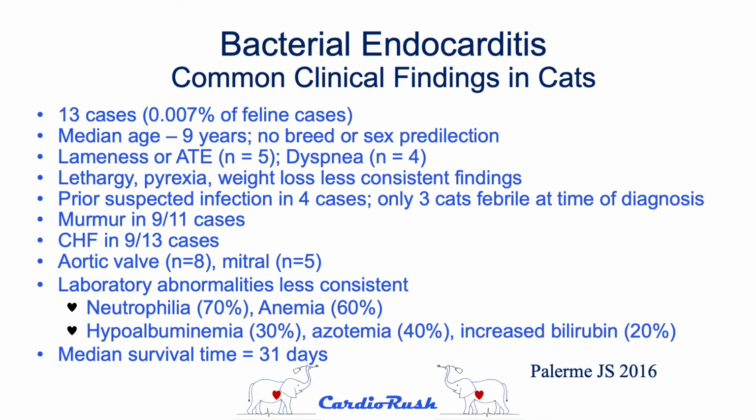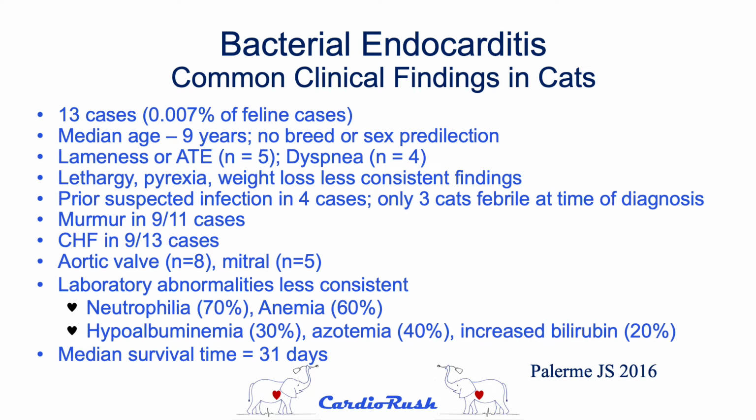Common clinical findings in cats can include lameness or arterial embolism, as well as dyspnea. The median age in one report was 9 years of age, with no clear breed or sex predilection. Cats may have fever, lethargy, weight loss as relatively non-specific findings, and some may have a prior suspected infection, but only 3 cats were febrile at the time of diagnosis in one case series out of 13.